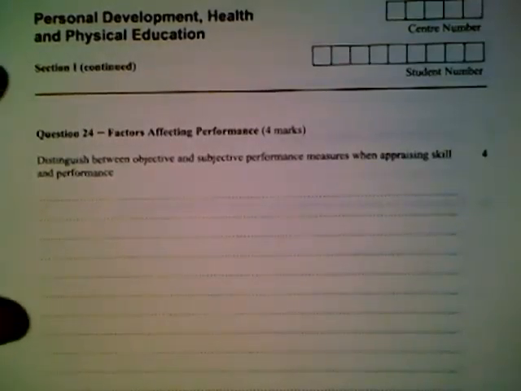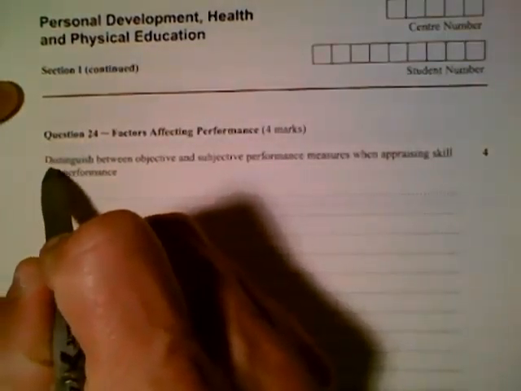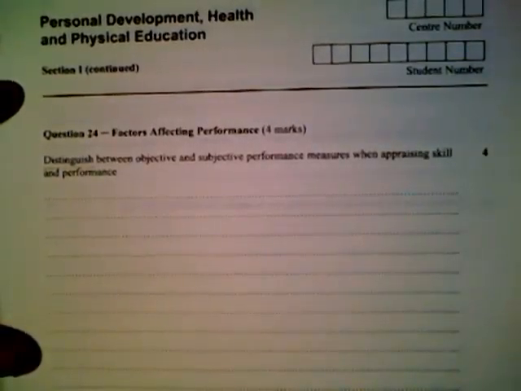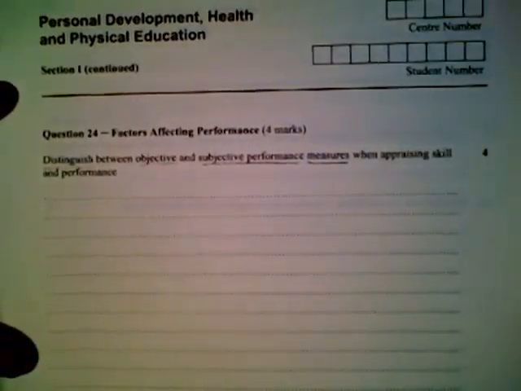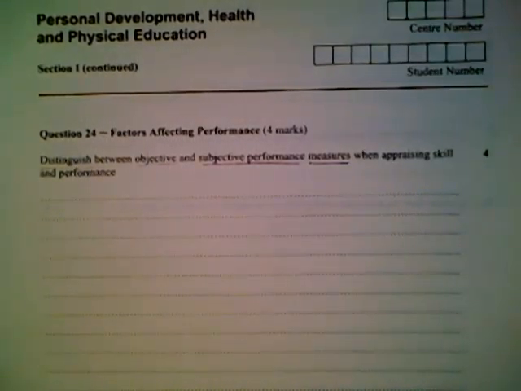Things to look at in the question, first of all, for starters, we're looking at the key term being distinguish. Students must explain the differences or show the differences between objective and subjective performance measures when appraising skill and performance. So in your answer, students must talk about objective and subjective performance measures, the difference between the two.